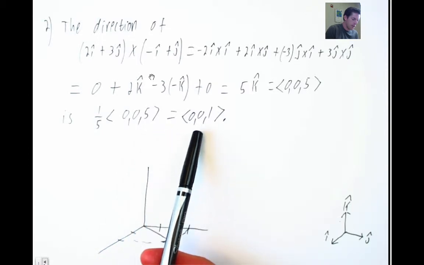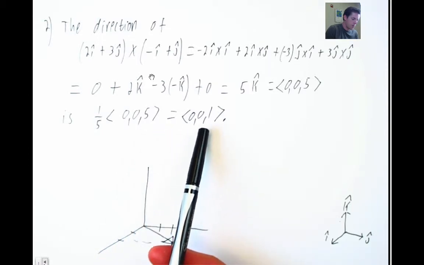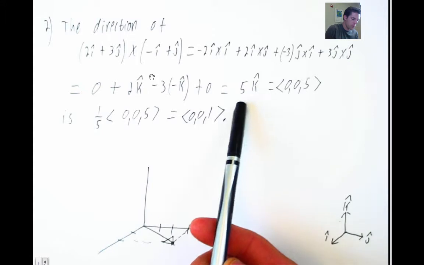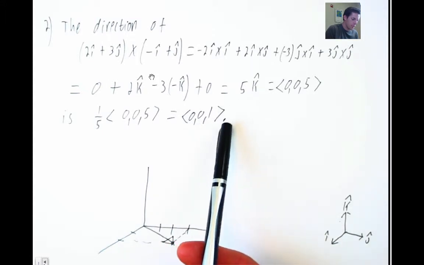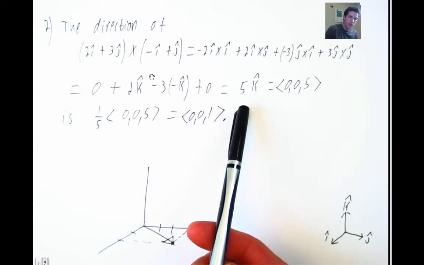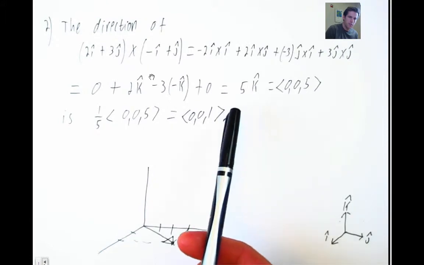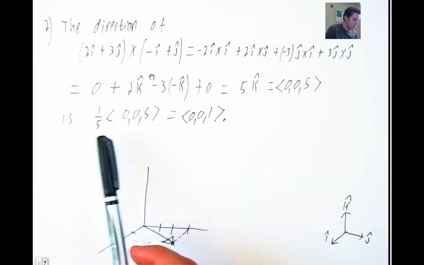And then I thought to myself, man, that was pretty weird, because I wrote 0, 0, 1, and of course the thing is only pointing in the k direction. So if somebody asked me, what's the direction of 5k? k would be my answer. So this was a little bit roundabout.